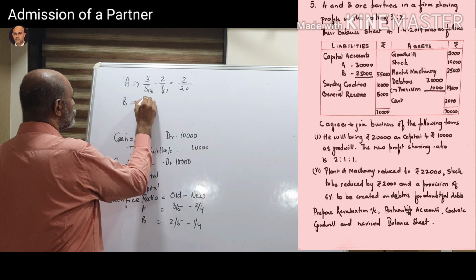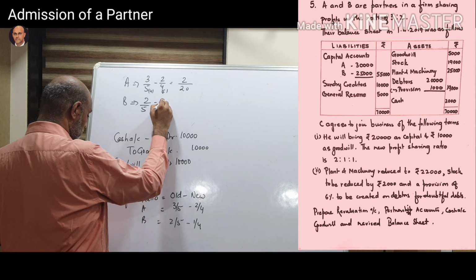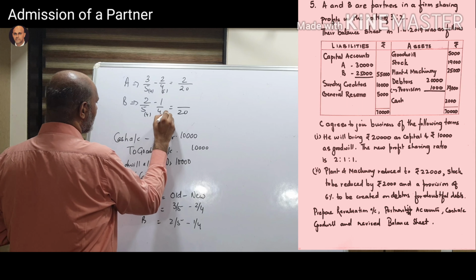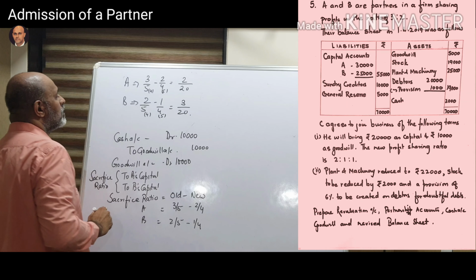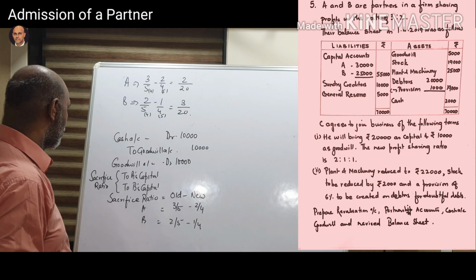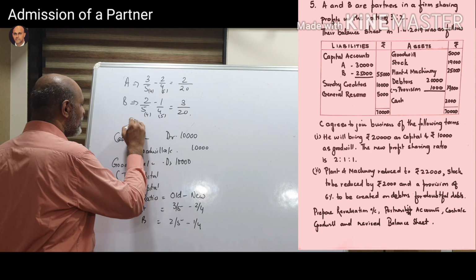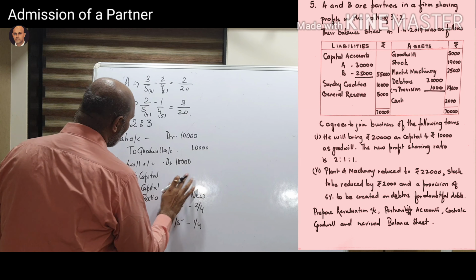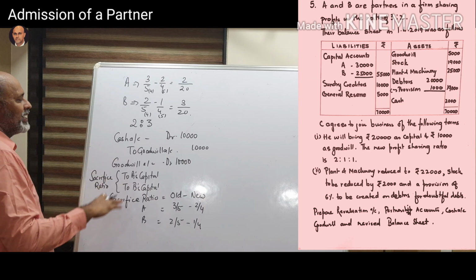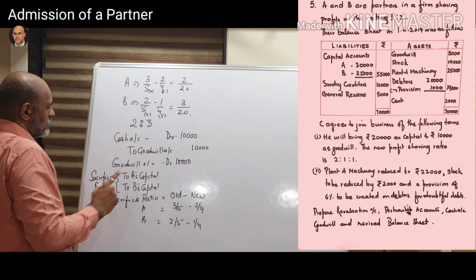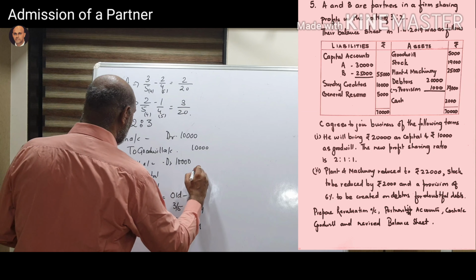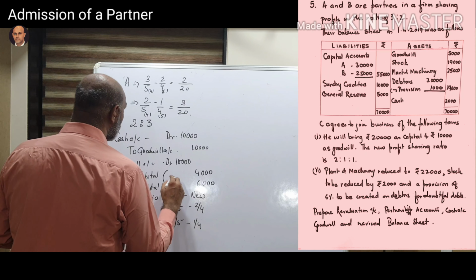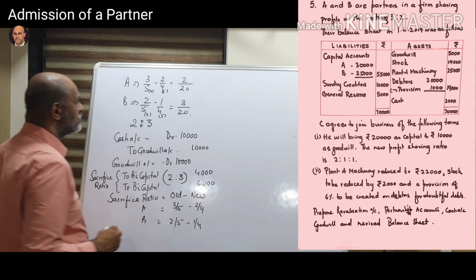For B, it is 2 by 5 minus 1 by 4. LCM is 20. 4 times, 5 times. So this is 3 by 20. So the sacrifice ratio is 2:3. So you shall divide this in the ratio 2 by 3. So 2 by 5 of 10,000, 2 by 5 of 10,000. That is 4,000 and 6,000. Okay. So the sacrifice ratio which we found is 2:3.